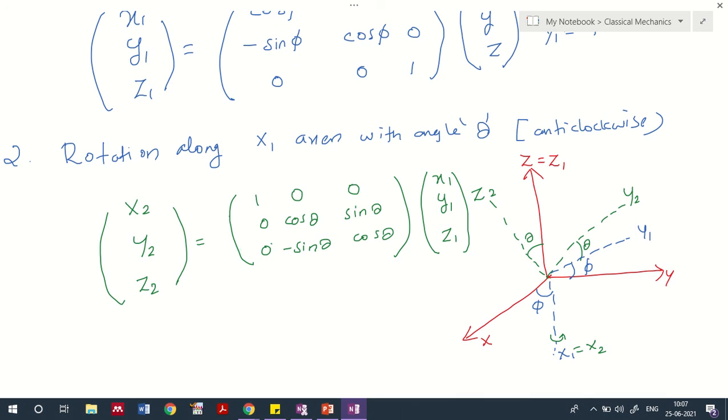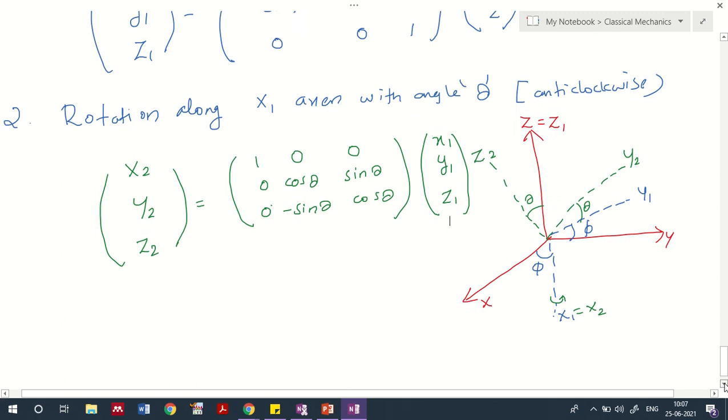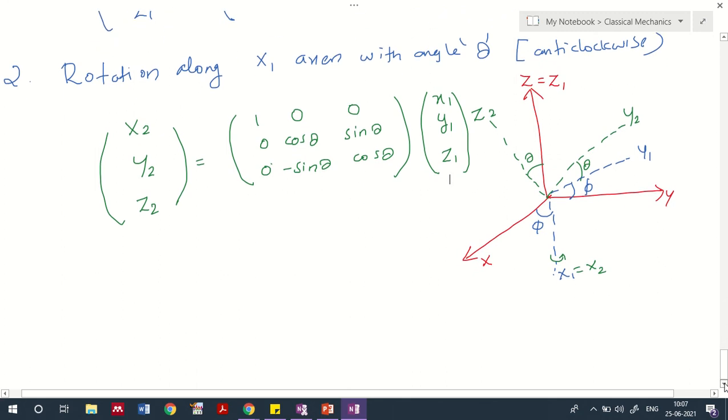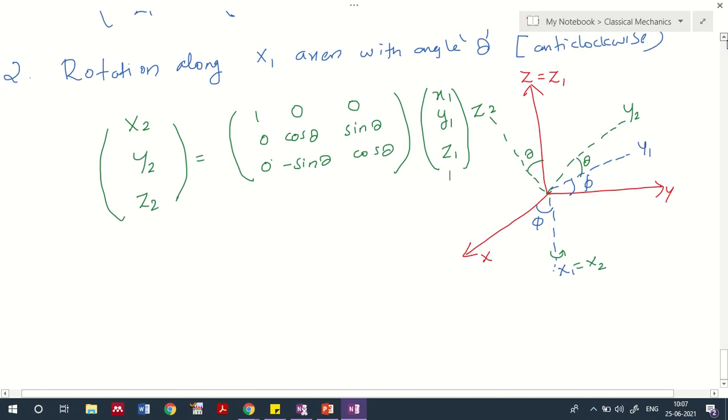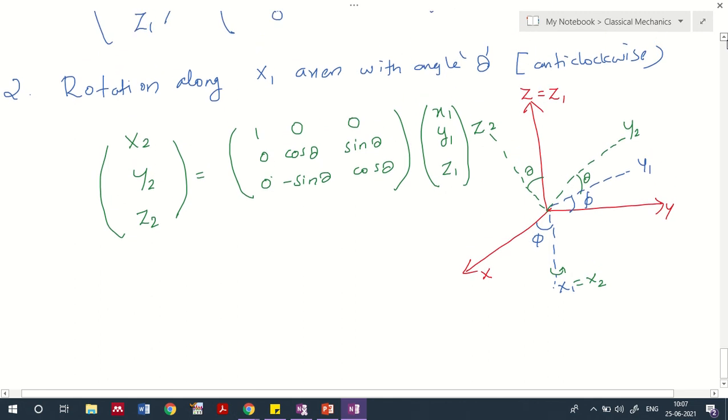First we transformed xyz into x1 y1 z1. Now we are transforming x1 y1 z1 into x2, y2 and z2. This is the second step in order to go from a space fixed coordinate to a body fixed coordinate. We also already said that this angle theta is called the nutation angle.